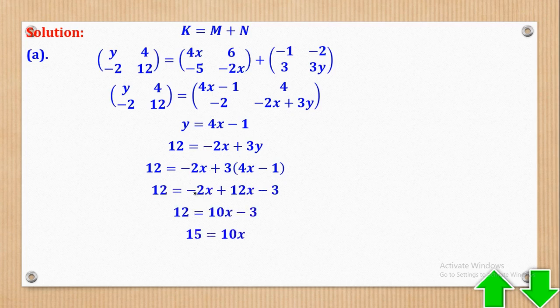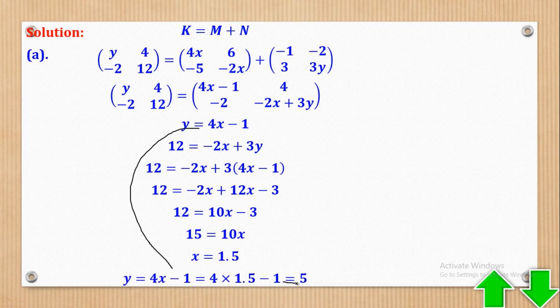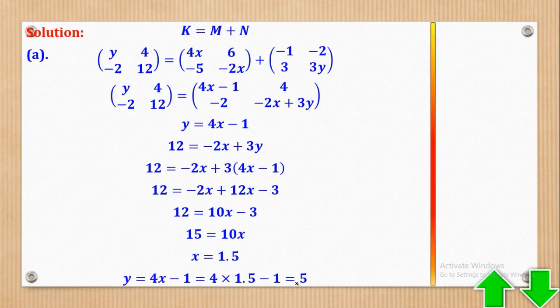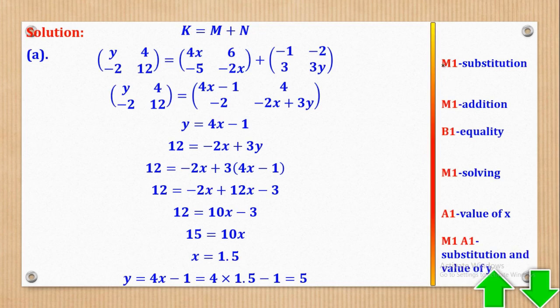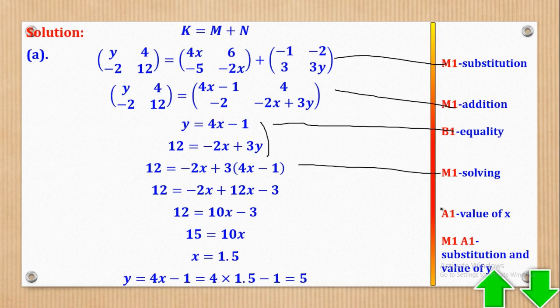So when I collect like terms, 15 will be equal to 10x, and therefore x is 1.5. Y will be got from here, which will be 5. So basically that is what they wanted in part A. So M1 is for this substitution, M1 for addition, B1 for equating, equality, M1 for solving, A1 for the value of x, M1 for substitution, A1 for the value of y.